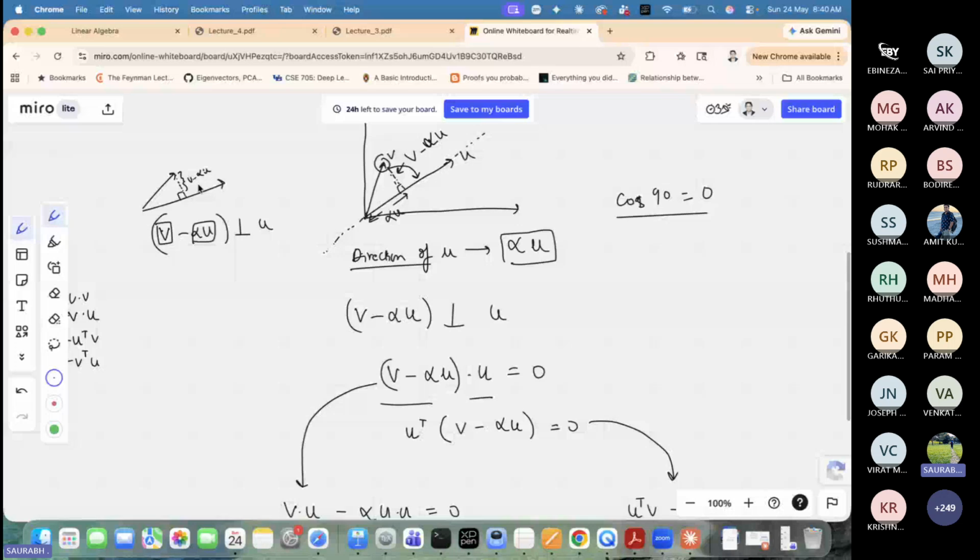Why V minus alpha U? Because this is V vector, and how much amount of that vector is aligned in the direction of U is alpha U. If you subtract both of them, basically this is what you'll be getting. Now, this is the concept that you should be learning.